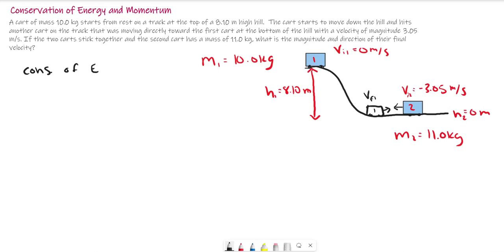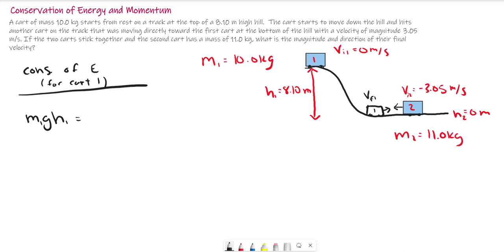for cart 1. Okay, so initially our cart is at the top of a hill and it's got no kinetic energy because its velocity is 0. So kinetic energy is 1/2 mv squared, v is 0, kinetic energy is 0. But it has a gravitational potential energy of mgh. So this is h1 and the mass is mass 1. So this is its total energy initially when it's at the top.